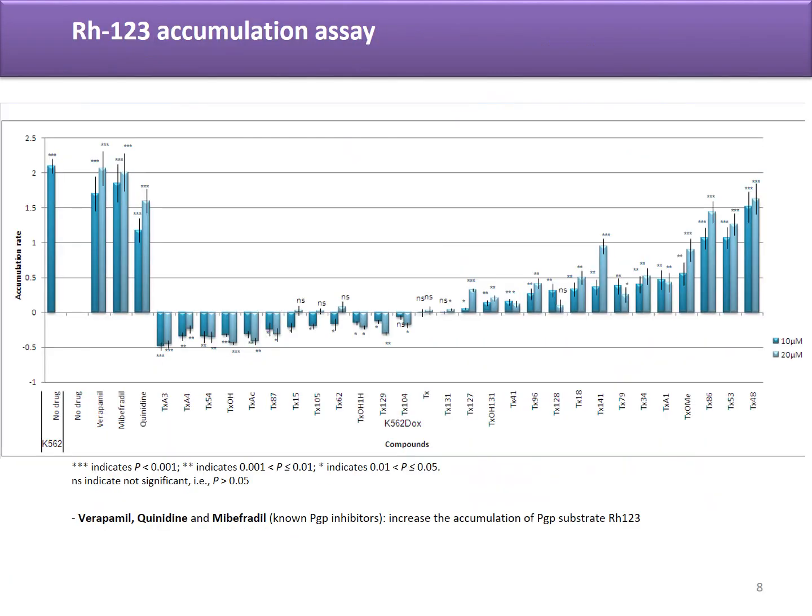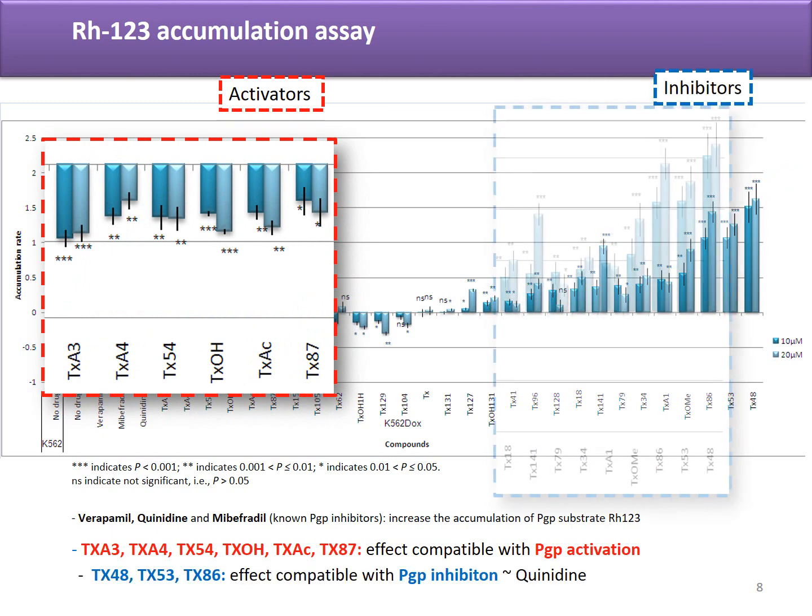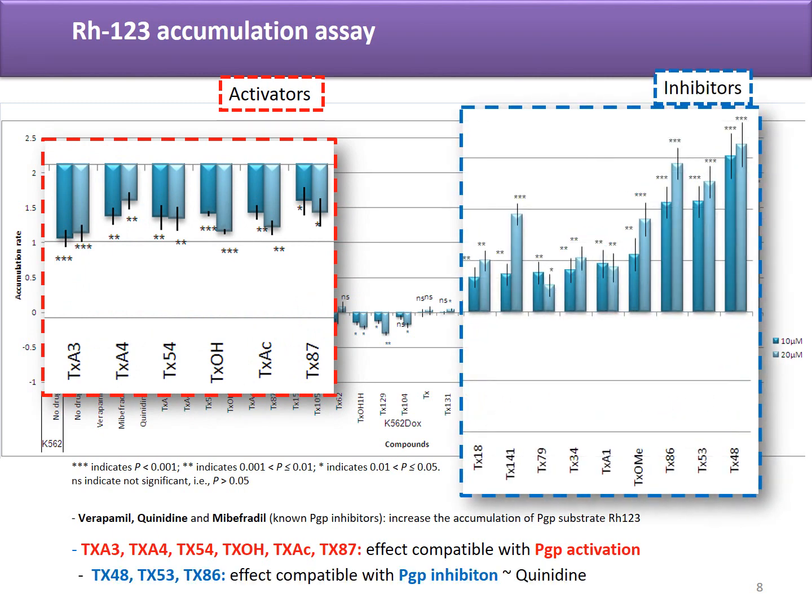When investigating their effect on the rhodamine 123 accumulation assay, we found half of the compounds to be PGP inhibitors. What could be seen as quite disappointing was the fact that our docking model could not distinguish between an activation and an inhibition effect, and also half of the compounds decreased the rhodamine accumulation.